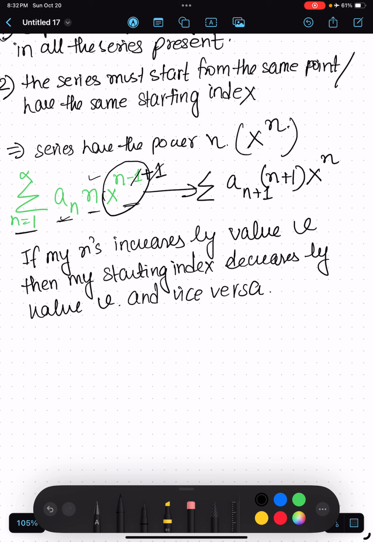So if I had to increase my n by, let's say, plus 2, then my a sub n would have been a sub n plus 2, and my n would have been n plus 2. And in that case, my starting index would have been 0.